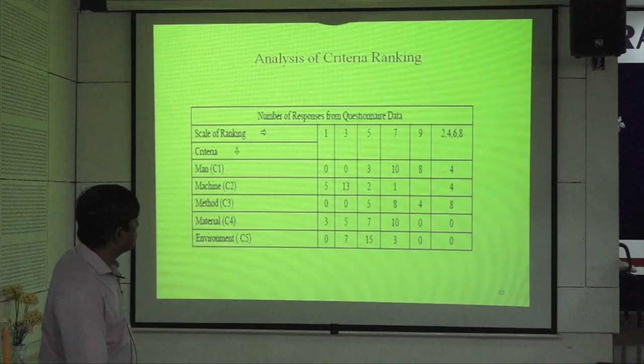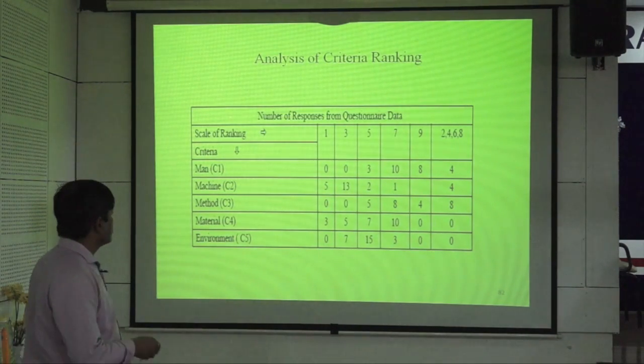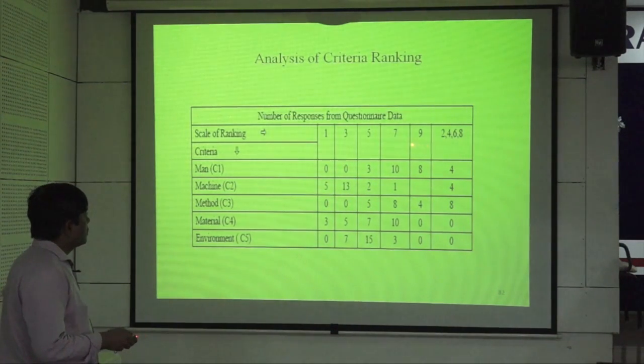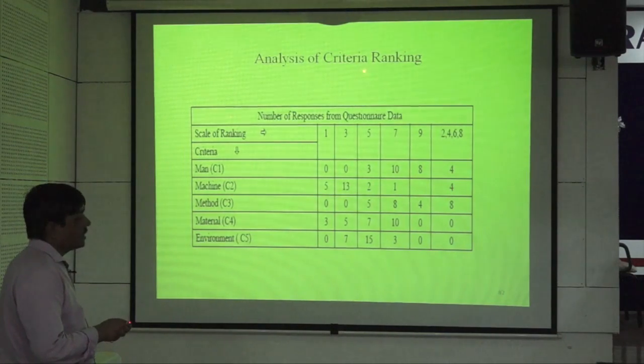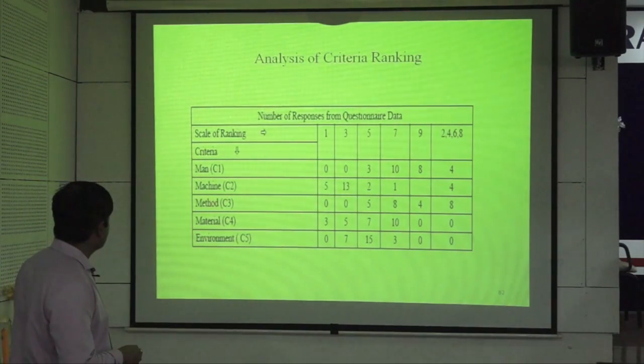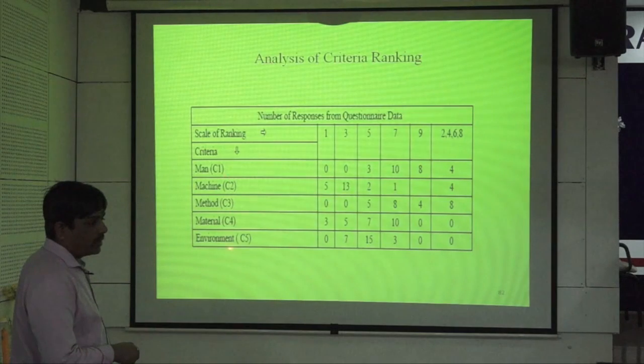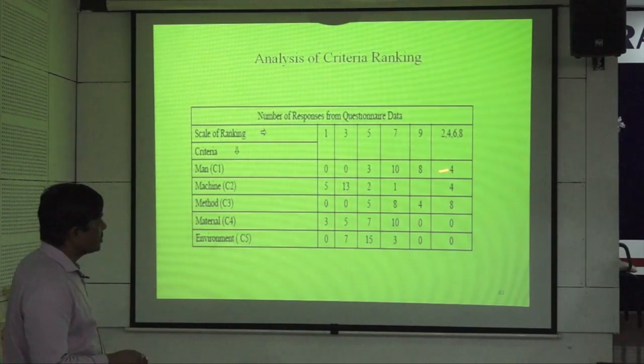Then the questionnaire we analyze on that. So this is the Saaty scale. This is for criteria ranking. This is how we analyze the questionnaire. These were the 5 criteria and the number of responses under every individual scale.